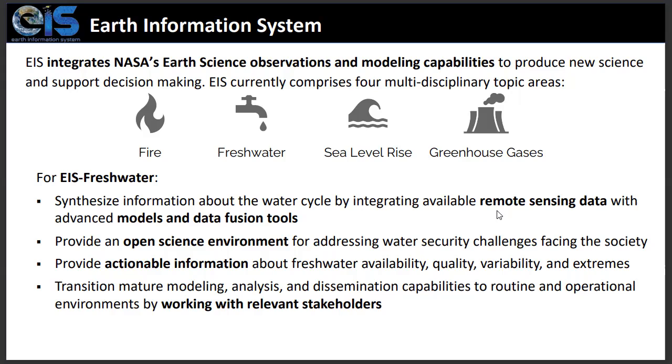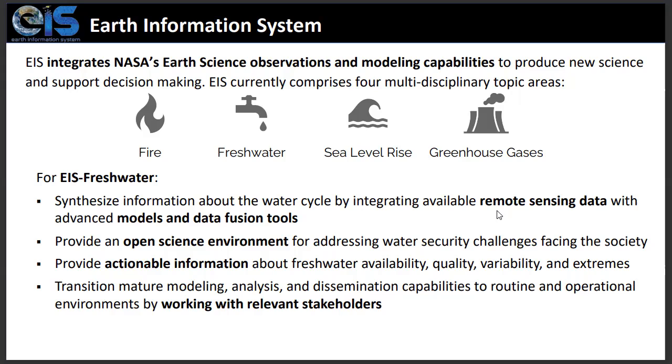Right now there are 4 different topic areas listed here: fire, freshwater, sea level rise, and greenhouse gases. I'm a part of the freshwater team, so that's what I'll be talking about today. As you can see in the bullet points on the bottom half of the slide, we are trying to bring together remote sensing data, model output, specifically from the Land Information System, and all these different tools into one system for asking and answering questions about the water cycle. Again, open science is really the name of the game. We've been generating Jupyter notebooks and other tools that make it easier for people to use the data.